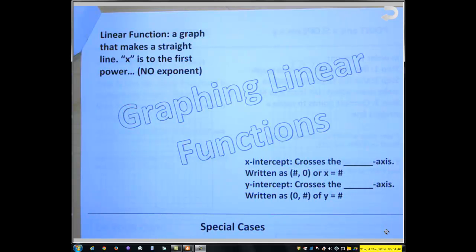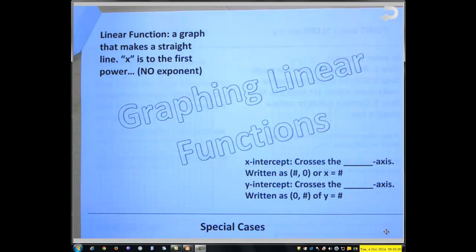Okay, to review, we learned last unit that a linear function is a graph that makes a straight line, and that x is always to the first power. So there would be no exponent on the x in the equation. We also learned that the slope in a linear function is always the same. And in this unit we're going to be making use of a point and a slope to graph the line.